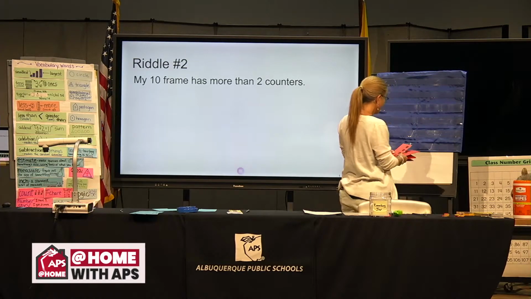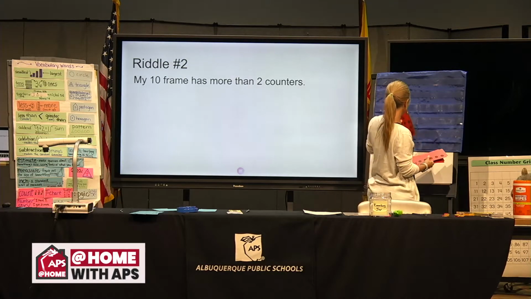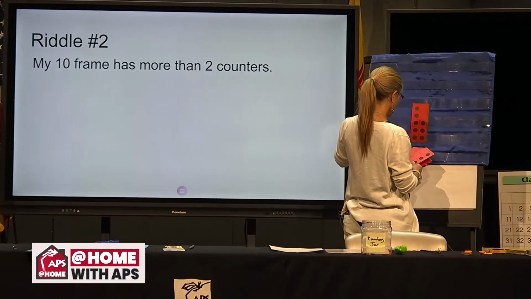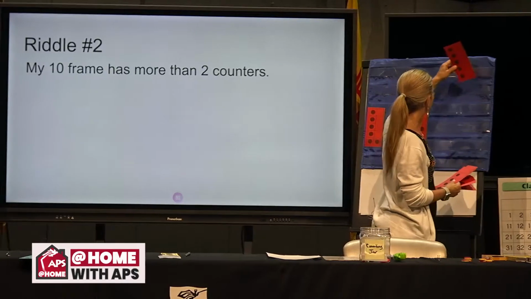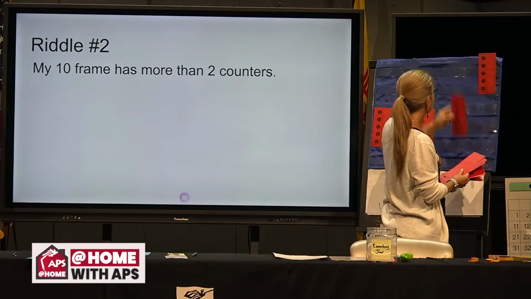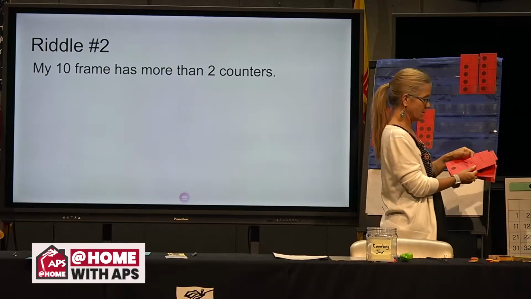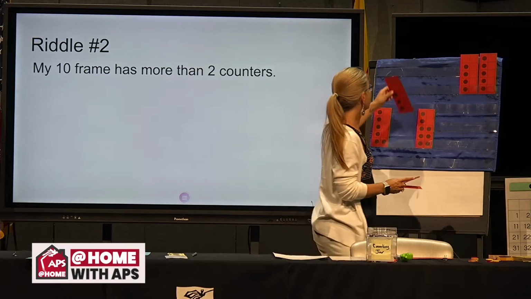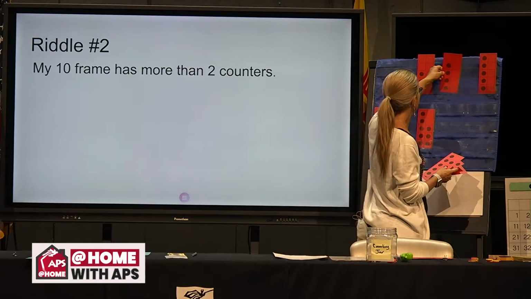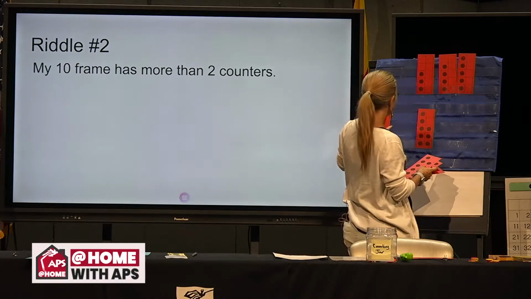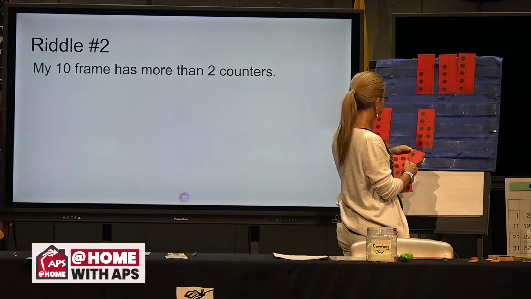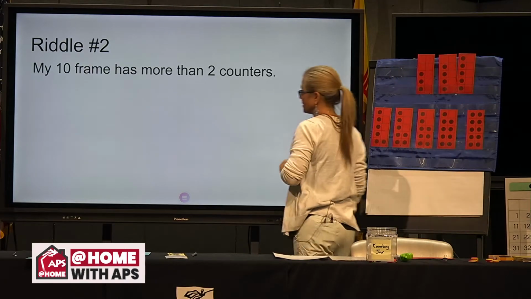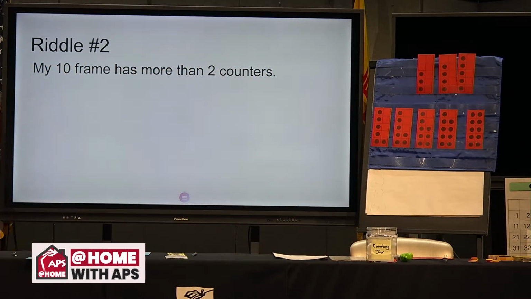The 10 frame, it says, has more than 2 counters, so I guess I can get rid of anything that has less than 2 or 2 on it, right? So 5 would stay up there, 4 would stay up there, but 0, 1, and 2, we already know it has more than 2, so it can't be. So there's 3, 4, 5, 6, we need 7, don't we? 7, 8, 9, and 10. All right, let's see what we can rule out.